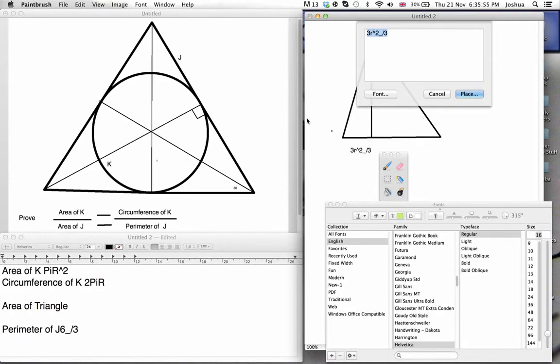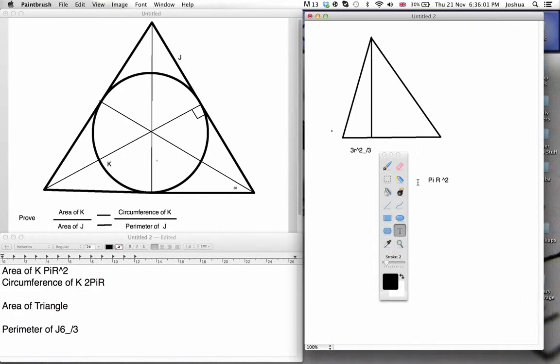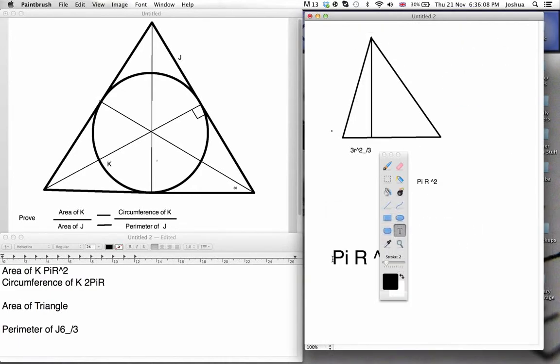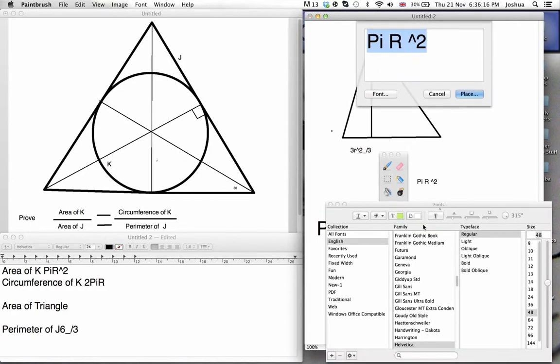Now, let's put it all together. What is the area of K? Pi r squared. No, I really got to improve my font size. Let's go up a notch. Yeah, now we're talking. Pi r squared. That's the area of K. Then the circumference of K, which is 2 pi r.